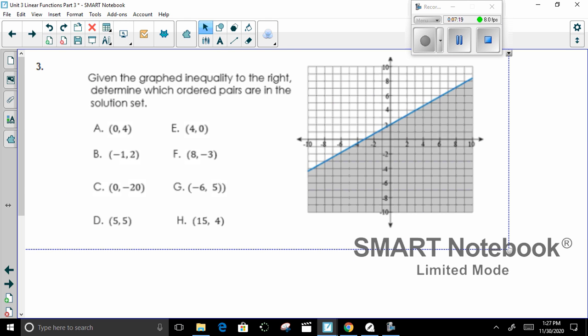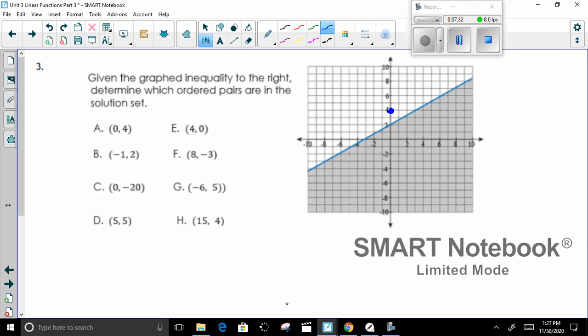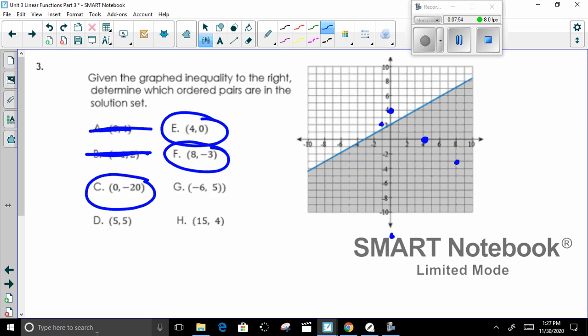All right, so number 3, given the graphed inequality to the right, determine which ordered pairs are in the solution set. 0, 4 is right here. Is that in the solution set? It is not. 4, 0, would that be in the solution set? It would. Negative 1, 2 is right up there. That wouldn't work. 8, negative 3. That works. 0, negative 20 would be somewhere down here, and that would work if I could see more on my graph.